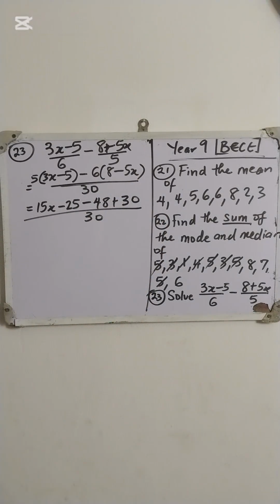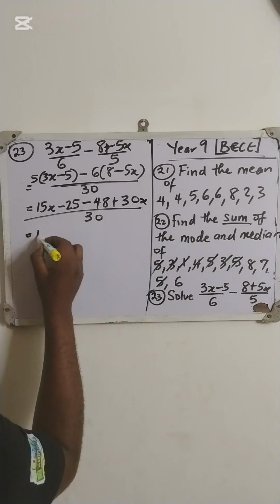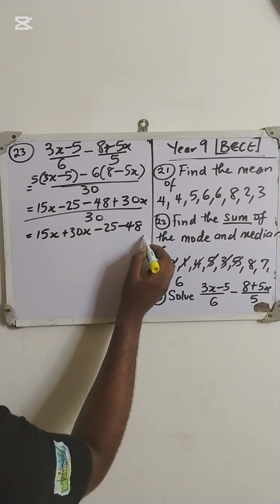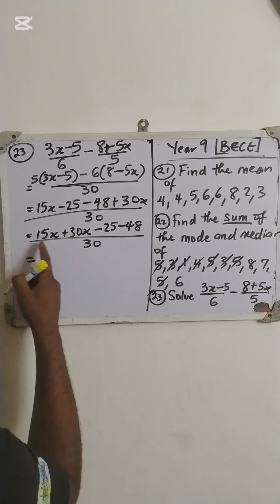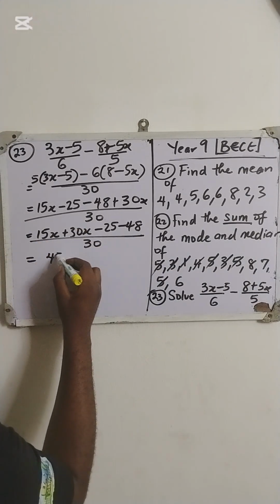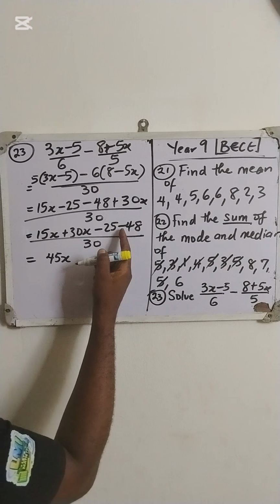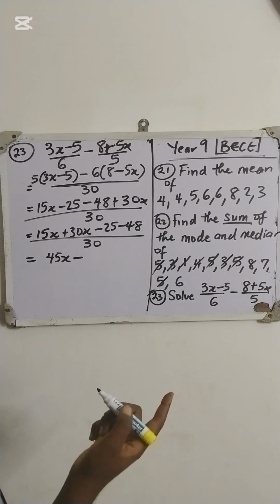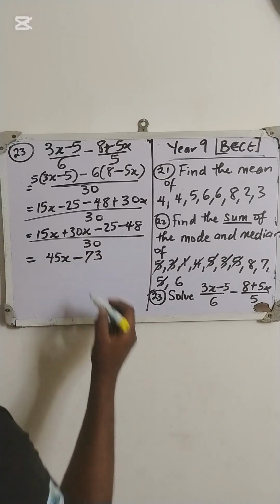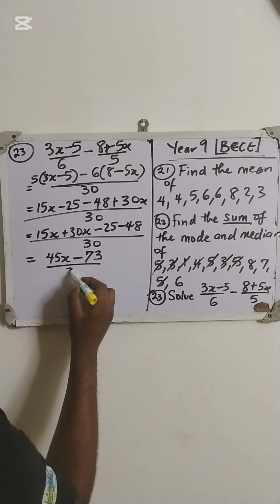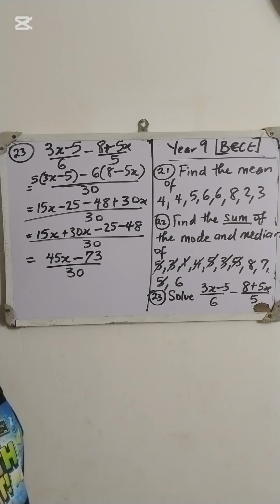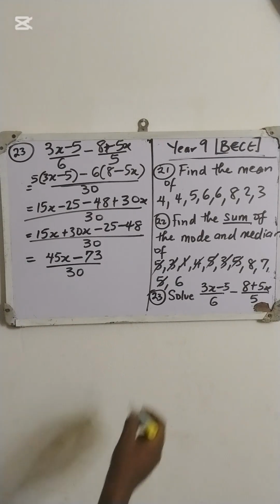So let's collect like terms. Collecting like terms, we have 15x plus 30x minus 25 minus 48 over 30. This 15x plus 30x, we get 45x. So you are owing 25 and you are owing 48. To get that, you are owing 73. So 73 over 30. So as the case may be, is there anything we can do? I don't think so.